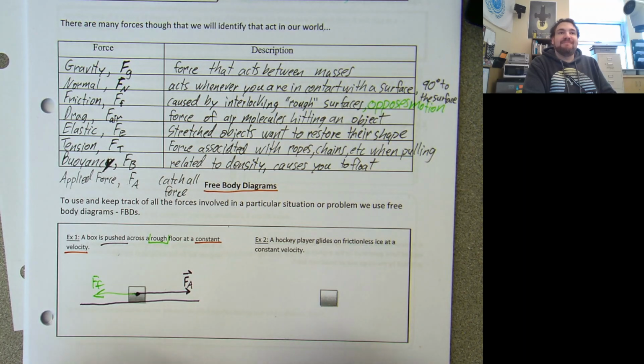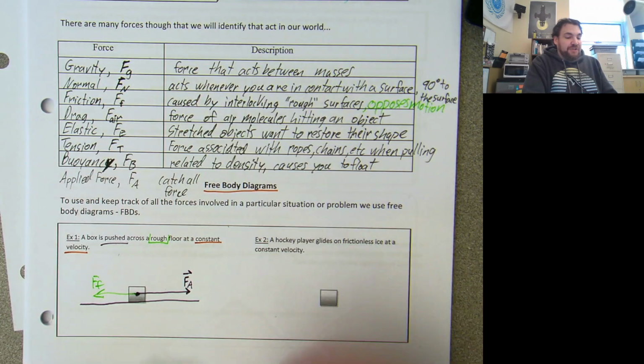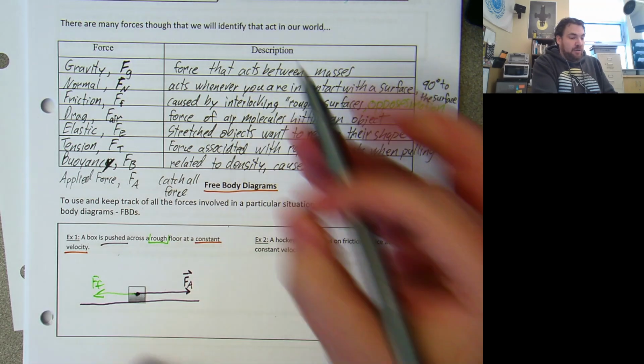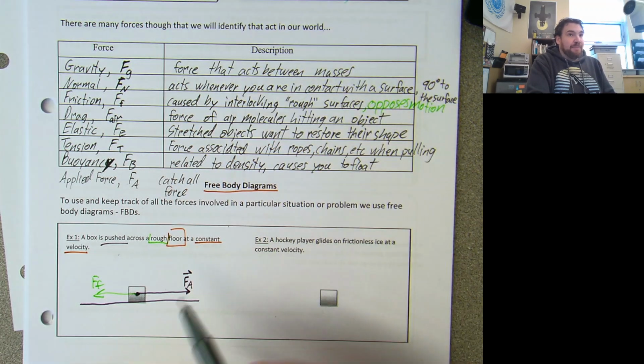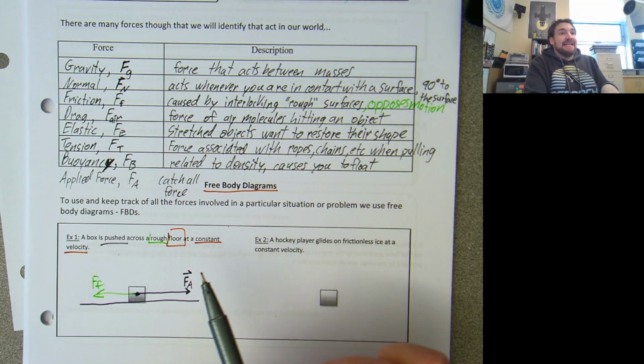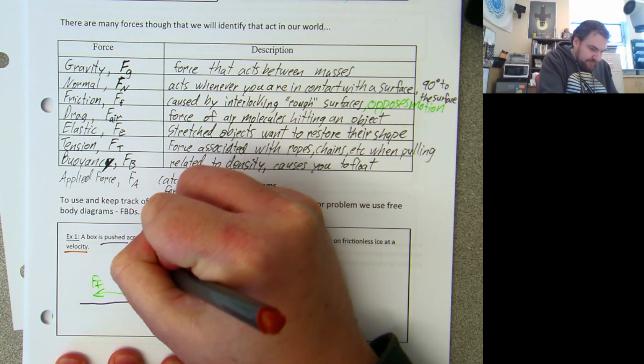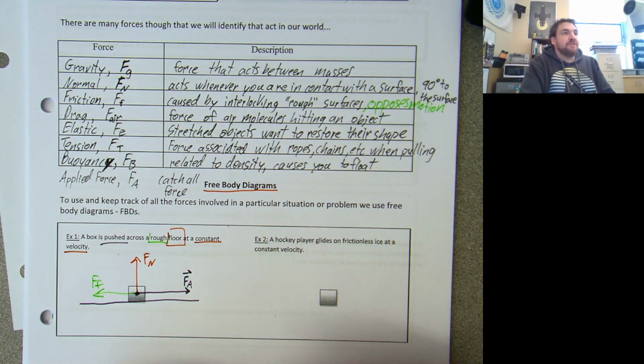Nope. If we go back up here to look at what a normal force actually was, it acts whenever you're in contact with a surface. What's the surface in this question? The floor. That implies the existence of the normal force, and the normal force acts 90 degrees to the floor. So that one's going to go straight up. That's your normal force.